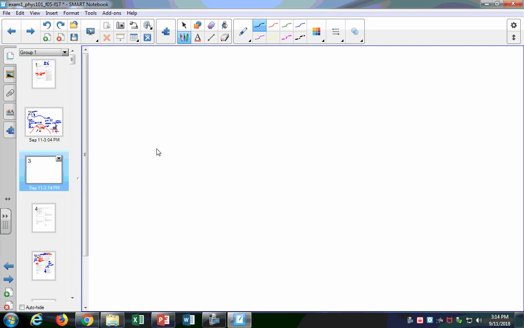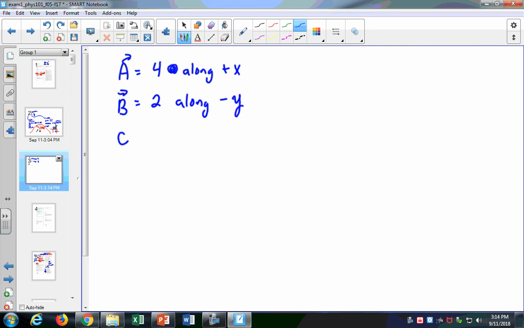So let's say, remember I said I gave you two different vectors. Let's say two different problems. Let's say that A is equal to, I don't know, 4 along the plus x-axis, B is equal to 2 along the negative y-axis, and C is 3 along the negative x-axis. And what I want to know is, what is the sum of A plus B plus C?